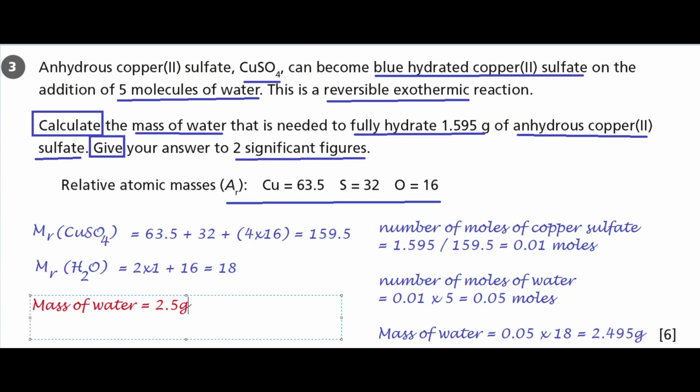Now, once again, if you put an answer of 2.5 grams, you would get 6 marks. But that is really, really risky, because if you've accidentally not rounded it to two significant figures, you would get no marks, even though all of your calculations would have been correct. So please show every single level of your working out.